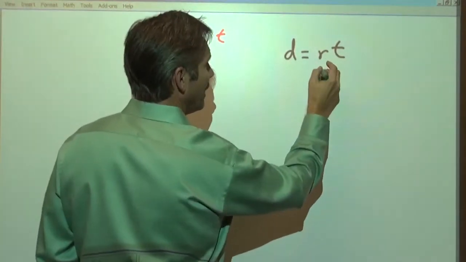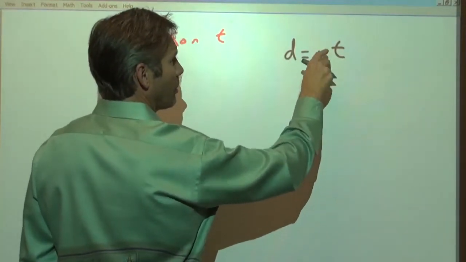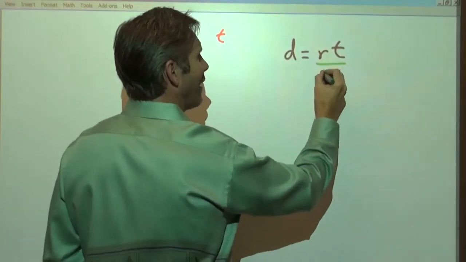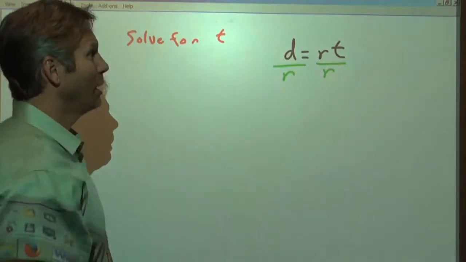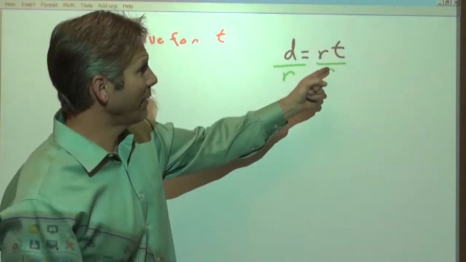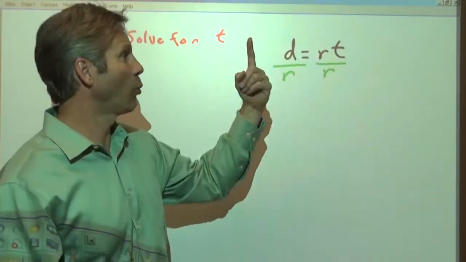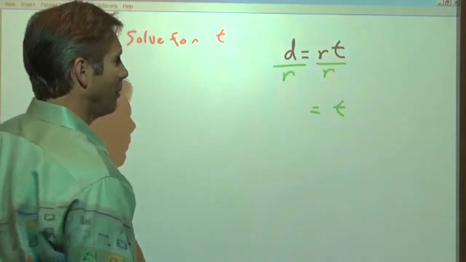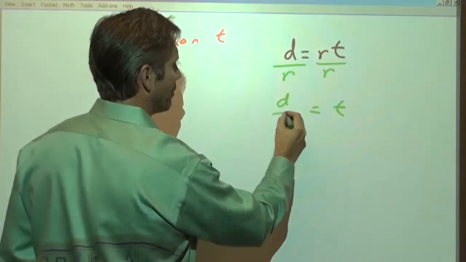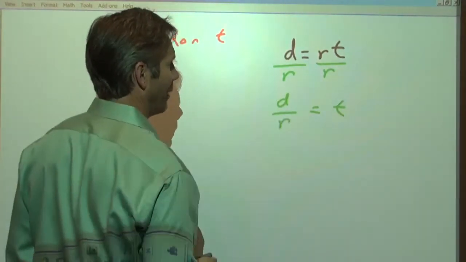But to solve for t, we've got to get rid of this number that's being multiplied by t. So divide by that number. And whatever you do on one side, you do the same thing to the other side. The reason we wanted to divide by r is that r divided by r is 1, and 1 times t is just t. So we have t by itself, and it equals whatever the distance is divided by the rate.